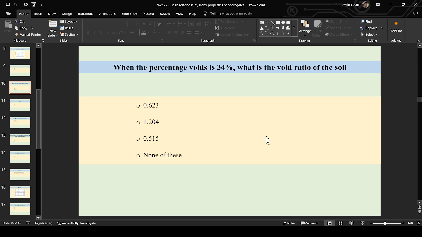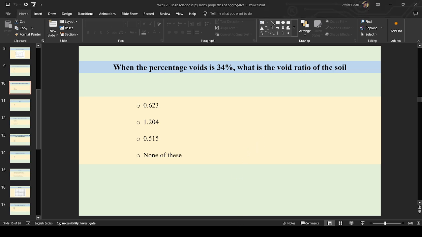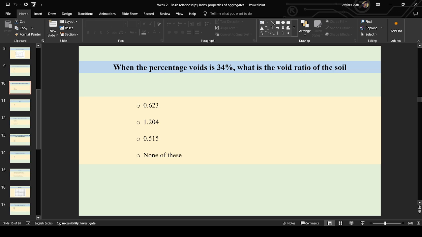When the percentage voids is 34, what is the void ratio of the soil? The options are 0.623, 1.204, 0.515, or none of these.